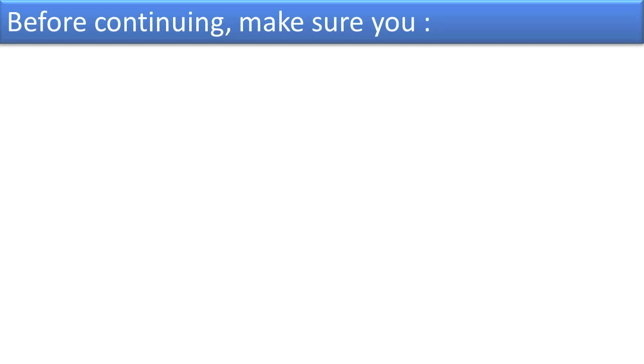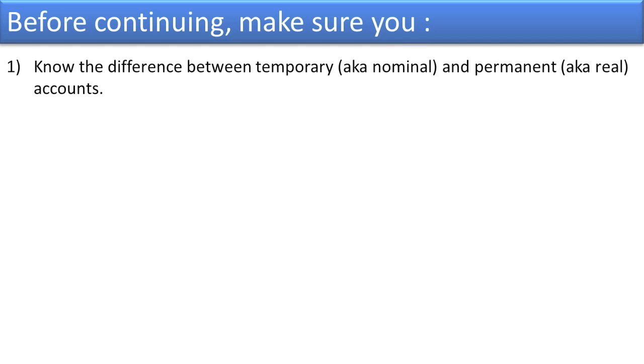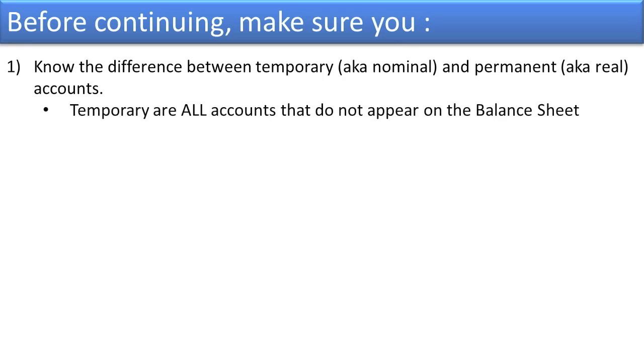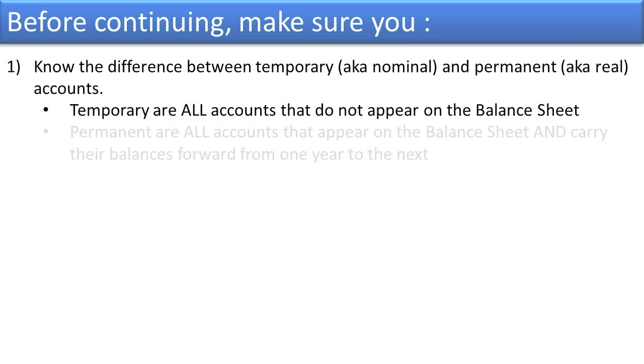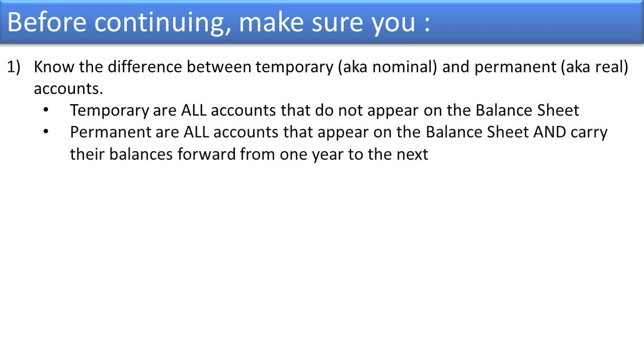Before continuing, you should make sure that you know the difference between temporary, also known as nominal accounts, and permanent, also known as real accounts. The temporary accounts are all those accounts that do not appear on the balance sheet. Those would be things on the income statement or dividends. Permanent accounts are all those accounts that do appear on the balance sheet, and they carry their balances forward from one year to the next.